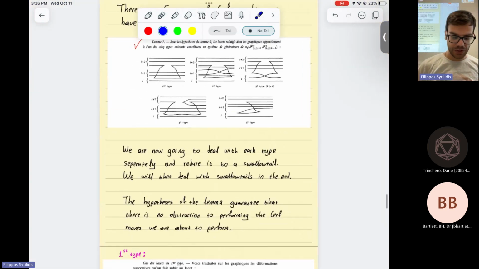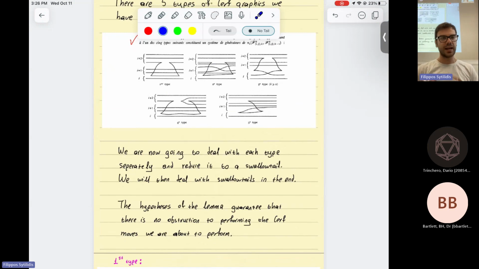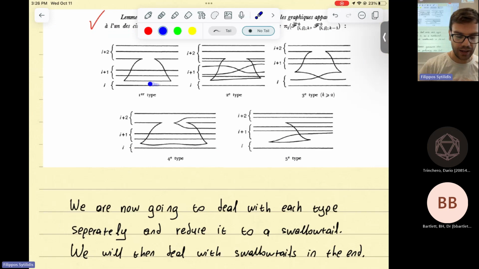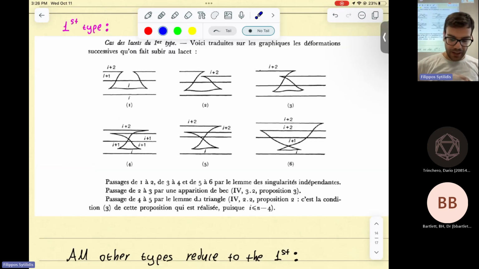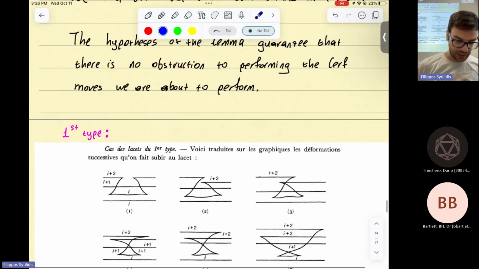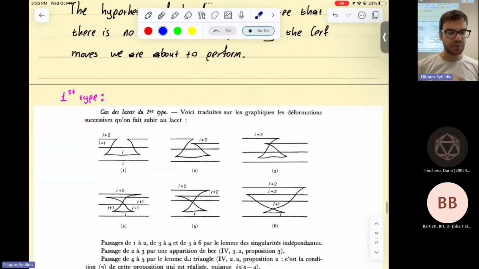And the plan now is to basically just deal with each of these types separately, and kill the top index critical point in each of them. That's what we are going to try and do. I'll do it for each of these types, and some of them are very easy, some of them are a little bit more difficult, but all of them have quite nice pictures that are worth going over.